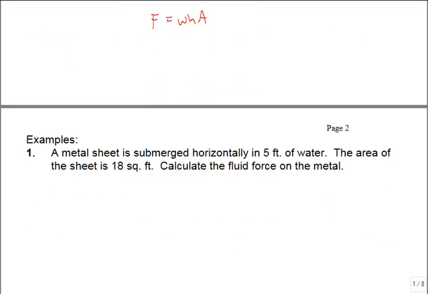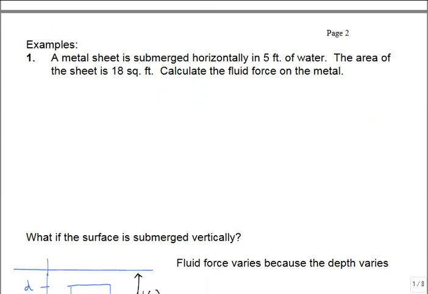So for example, suppose that a metal sheet is submerged horizontally in 5 feet of water. So imagine having this horizontal sheet laying flat, and it's submerged in 5 feet of water, so this is 5 feet down, and the area of this sheet is 18 square feet. Calculate the fluid force on this metal.